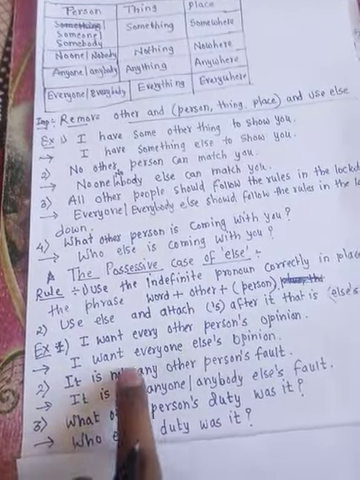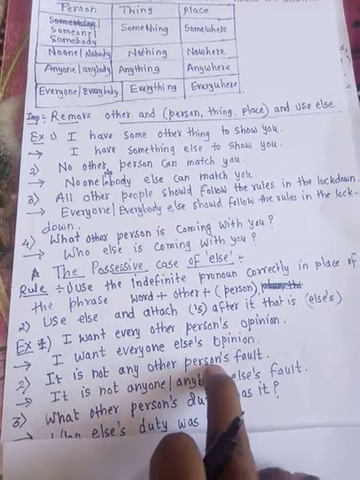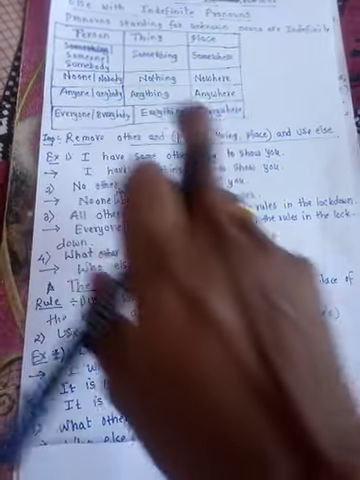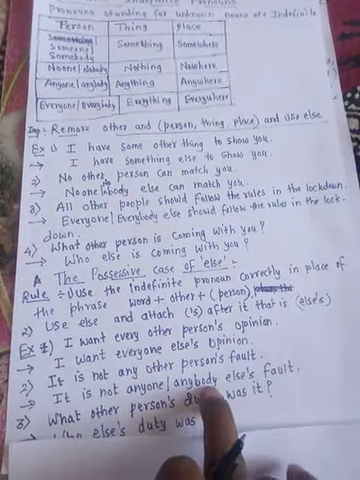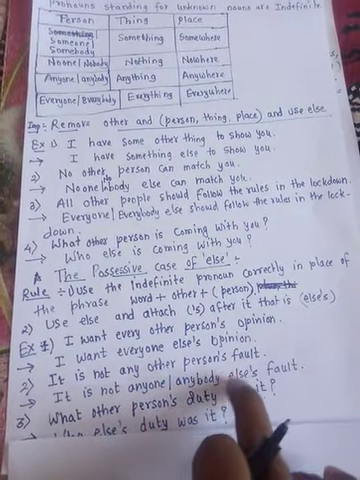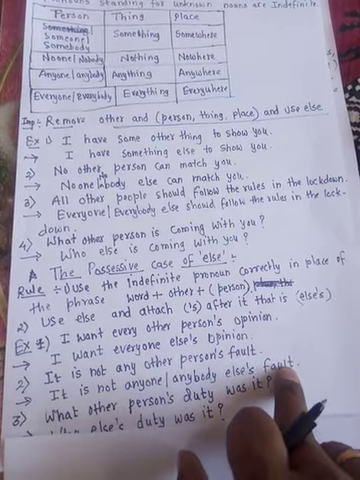Now it is not, as it is. Now what phrase is there? Any other person's. For any other person means you have to take anyone or anybody. So it is not anyone or anybody. One you have to choose. Else's. It is not anyone else's fault.